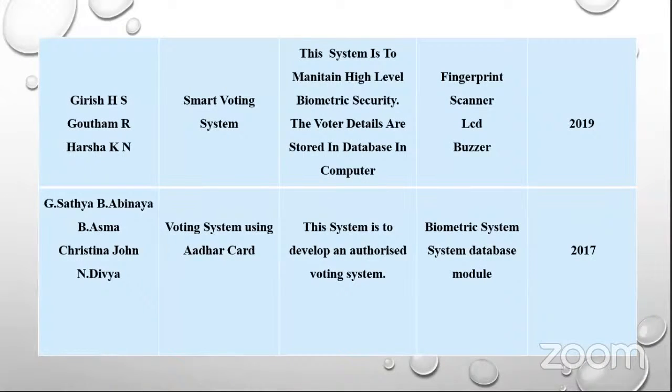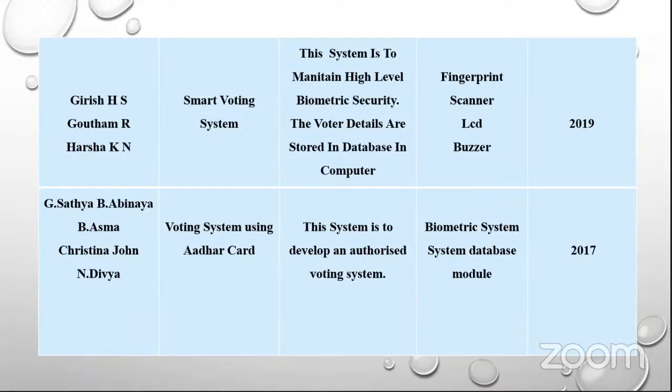Coming to the third one, smart voting system. The smart voting system is nothing but an online voting system using devices like mobile and laptops. It maintains high-level security. In the voting database, voters' particulars are stored. The EVM uses a fingerprint scanner for verification. Coming to the voting system using Aadhaar card, it is a high-level biometric pattern recognition.